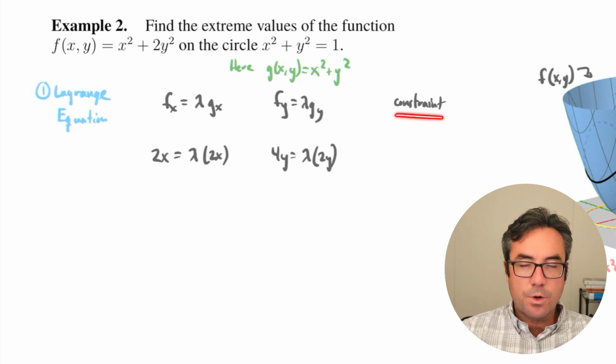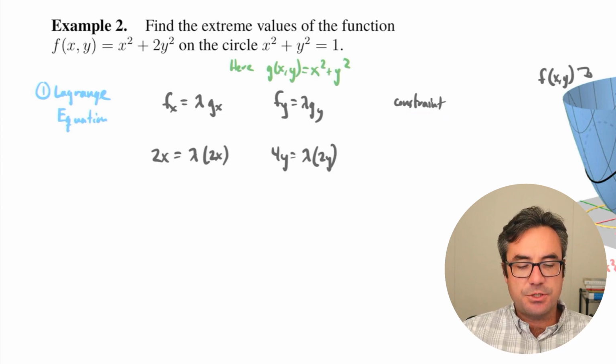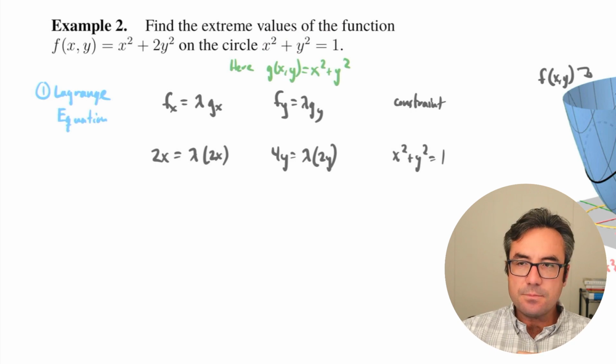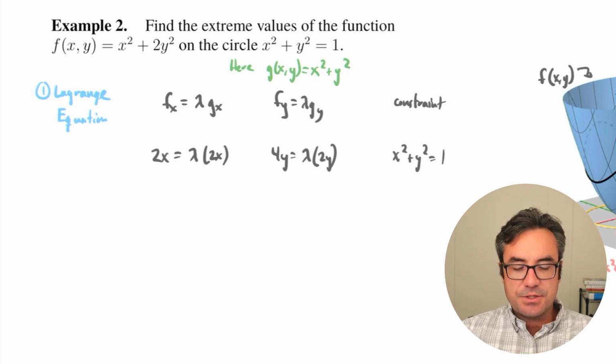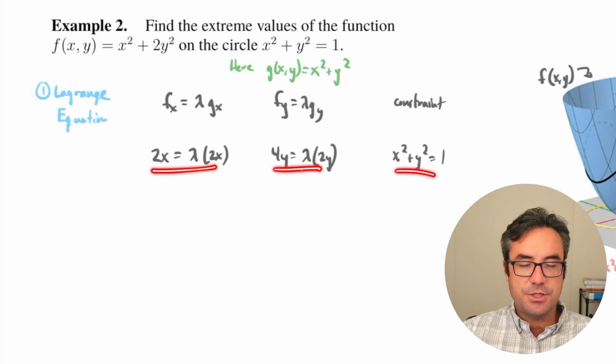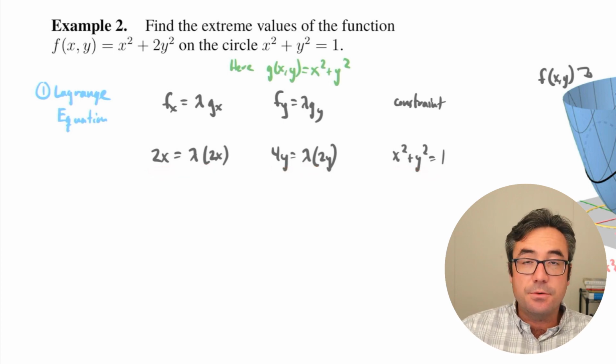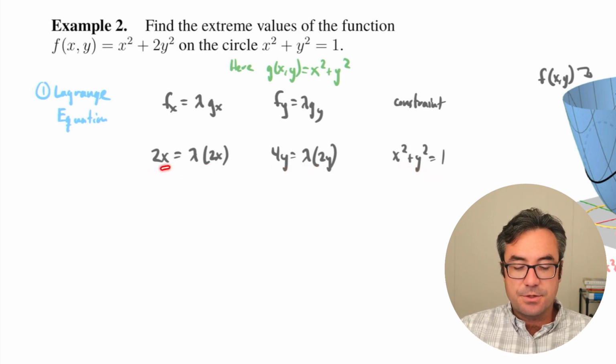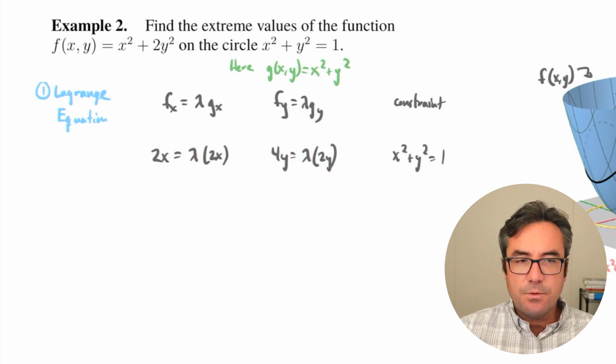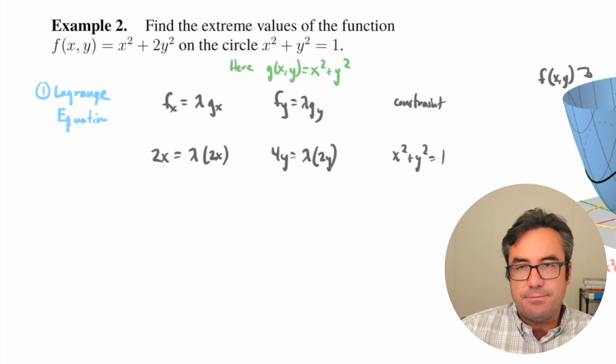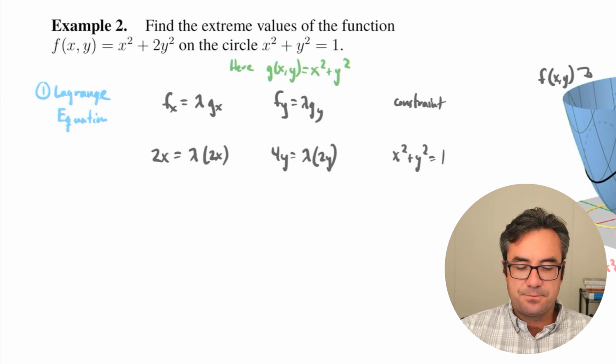And then we're going to need our third equation, which is just our original constraint. So let's just write that down: x squared plus y squared equal to 1. All right, so now we want to try to solve these 3 equations simultaneously. There are 3 unknowns and 3 equations: x, y, and then lambda. Now lambda we might not actually have to solve for. Maybe we do. We'll see. All right, so let's start with the first equation.